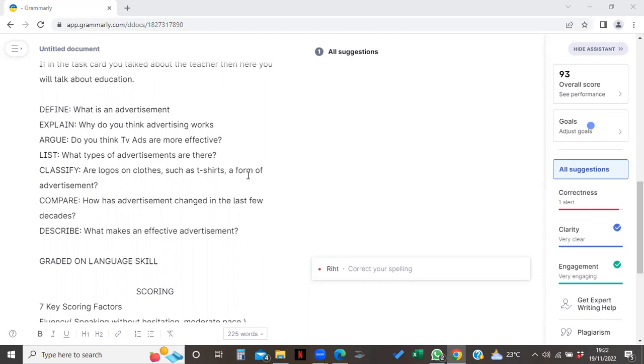Define. So what is an advertisement, right? So you have to define it. You can just say that according to me it is this. Right? Explain why do you think advertising works. So you can answer in both directions. You can say, okay, I think advertising doesn't work, and this is the reason for that, and I've seen this in life, and you can give the example.